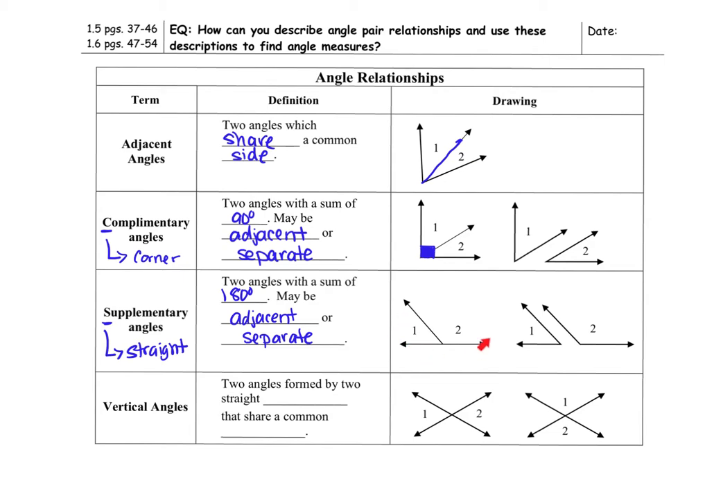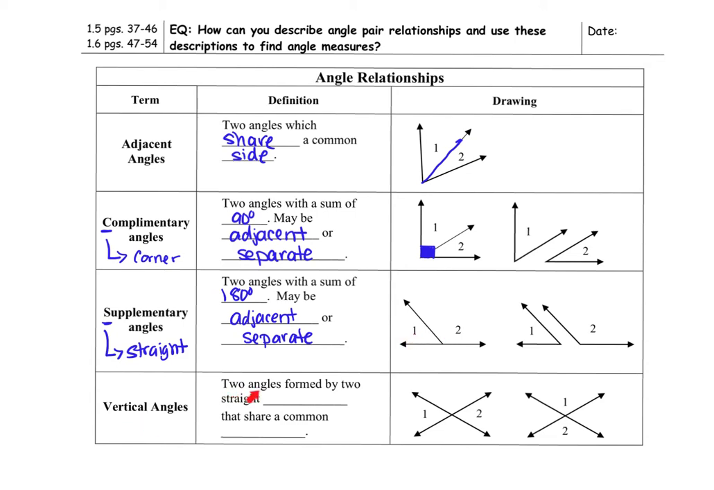So you can see in this example, angle 1 and angle 2 are adjacent. And then in this example, angle 1 and angle 2 are separate, but these add to 180 and these add to 180. And you'll notice that there's one acute angle and one obtuse angle. So more than likely you'll have one of each.